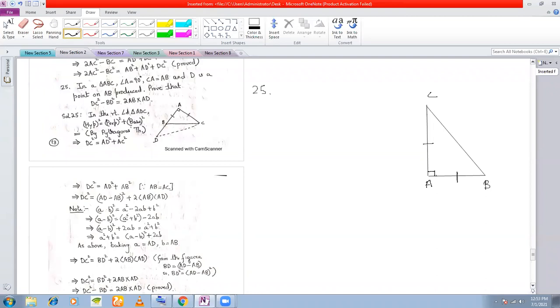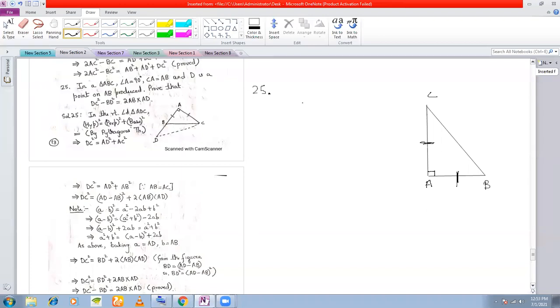What is this kind of a triangle called? Can anyone tell me? In which perpendicular and base are equal? Isosceles triangle. Isosceles right angled triangle. So hypotenuse cannot be equal to any other because hypotenuse has to be the greatest side, right? So only perpendicular and base can be equal.